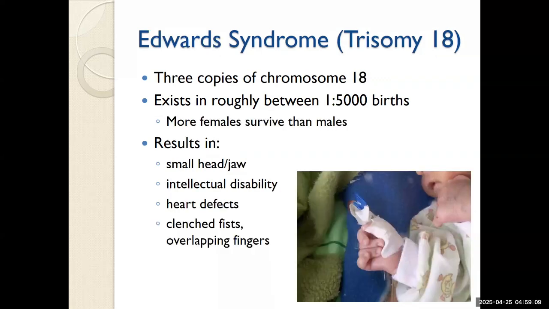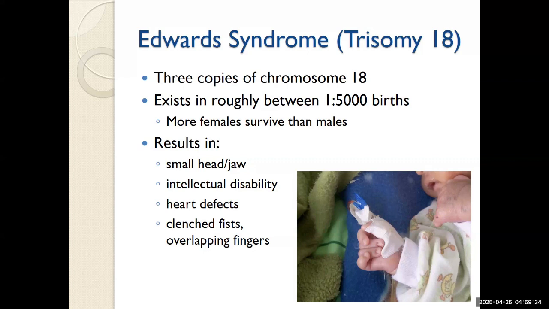Trisomy 18, also known as Edwards syndrome, is the result of 3 copies of the 18th chromosome. This is rarer, but it's an interesting disorder because females born with this abnormality are more likely to survive infancy, whereas males with this abnormality are typically delivered as stillborns.